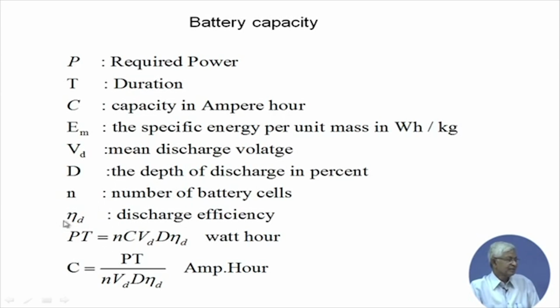So it can be expressed that the required power multiplied by the duration for which the power is required, PT, depends on N into C into VD into capital D into eta D, that is in watt hour. So from that you can find out the capacity of the battery in ampere hour: C is equal to PT by N VD D eta D. When all other parameters are known, you can find out the capacity. When the capacity requirement is known and the required power is known, then you can find out the N.